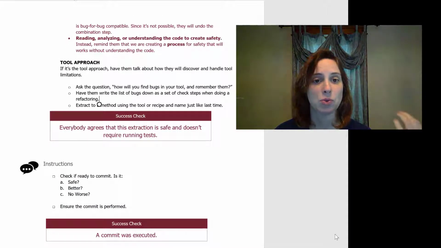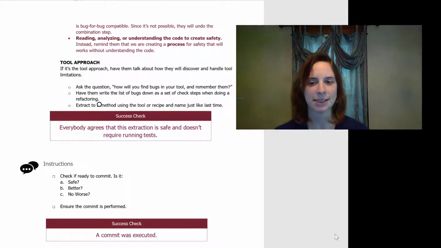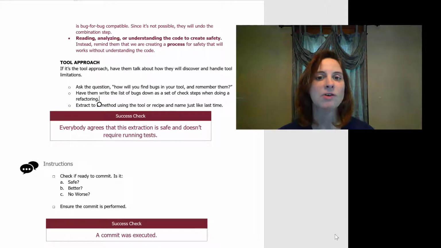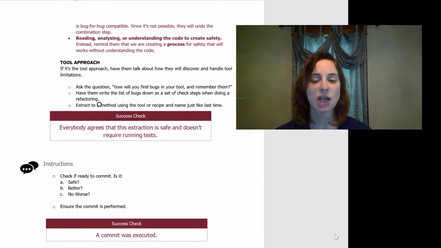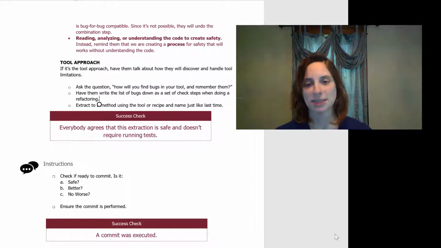to the tool approach where you really only have to do 3 things. Have them talk about how they'll discover and handle the tool limitations, because the tool is very, very safe for them to be able to use. And up to now, that's what you've been seeing in the simulation. So you really just need to first ask the question, how will you find bugs in your tool, and remember them. Once they know what those bugs are, have them write that list of bugs down as a set of check steps when doing a refactoring, and then go ahead and have them extract to a method using that tool method and name it just like last time.